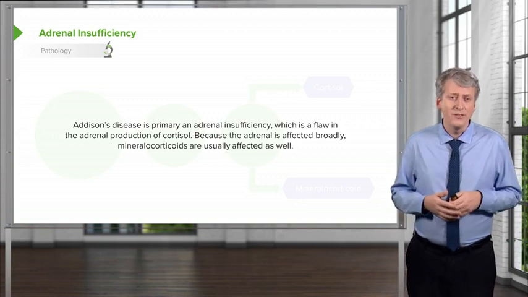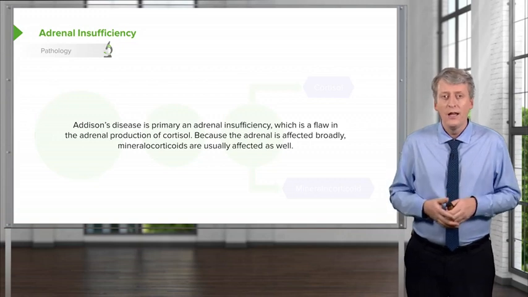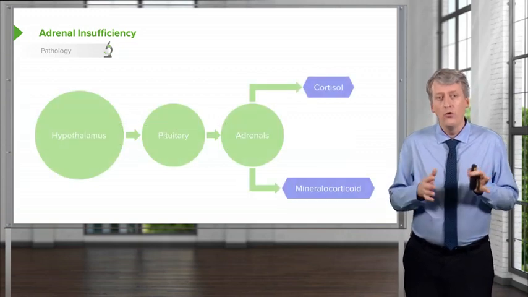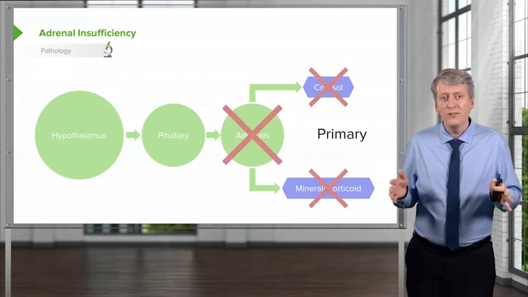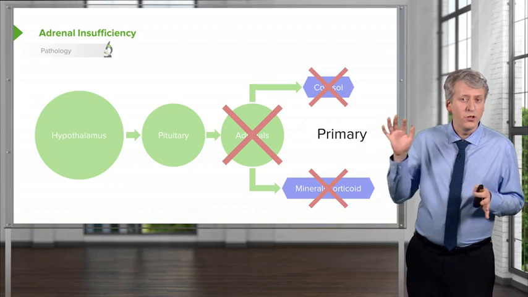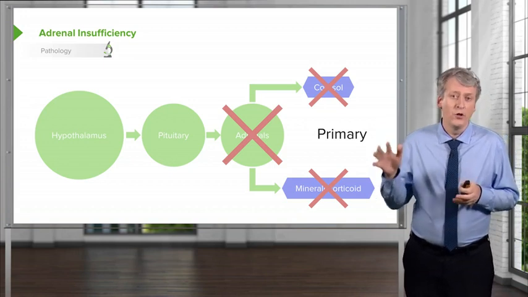So in Addison's disease, which is the autoimmune attack on the adrenal gland, these patients have a normal HPA axis at first, and then after disease, they're going to have an attack on both the cortisol and the mineralocorticoid elements of their adrenal function.